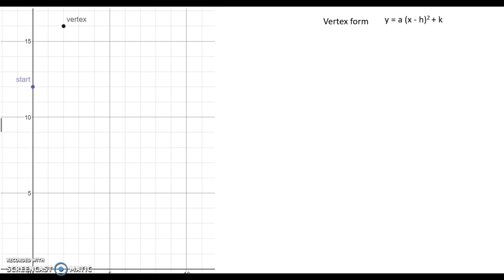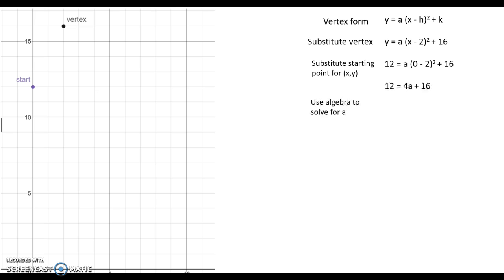When we replace (h, k) with (2, 16), the vertex point, we have our next step. Now we have x, y, and a unknown. Since a is a parameter, we are trying to search for its value. We do know a point (x, y) on the graph, so let's take the starting point (0, 12) and substitute for x and y. Now we can use algebra to solve for a. Subtract 16 on both sides, divide by 4, and then we find that a is equal to -1. We have all our missing pieces.